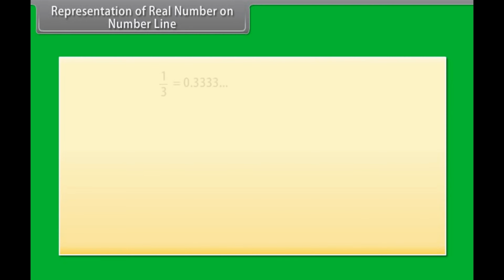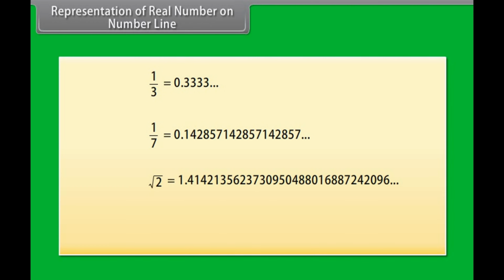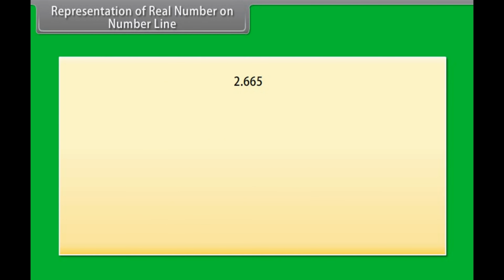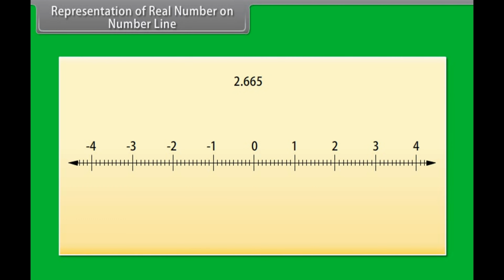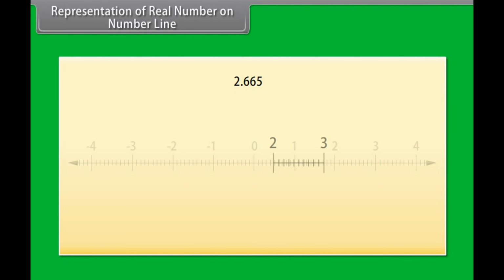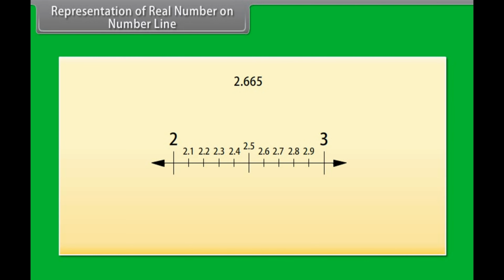Representation of real numbers on the number line. We now know that every real number has a decimal expansion. That decimal expansion helps us to locate it on a number line. Let us locate 2.665 on a number line. We know that it lies somewhere between 2 and 3. Imagine dividing it into 10 equal parts. For a clear view of numbers, now the first part represents 2.1 and the second part is 2.2 and so on. Here 2.665 lies between 2.6 and 2.7.